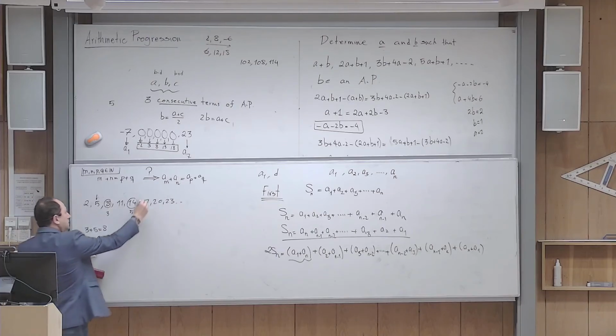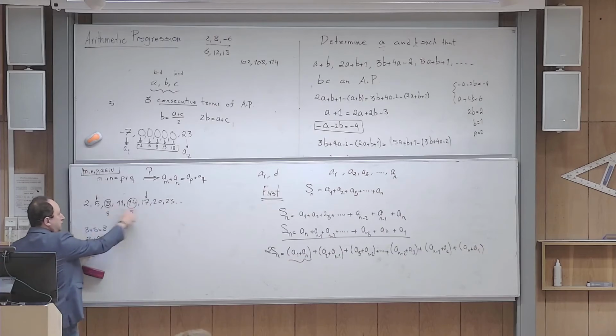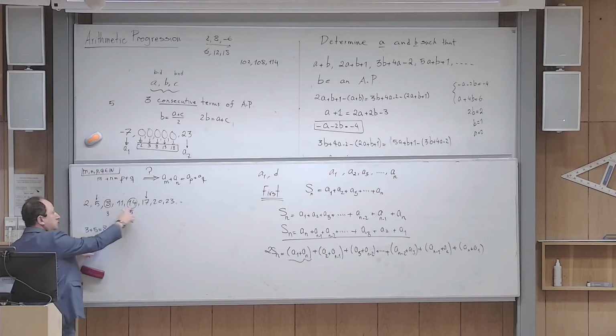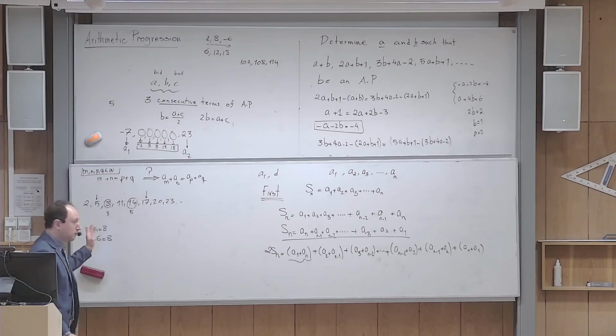Which is 17. Yes? Now add 5 to 17. What is the answer? 22. Add 8 to 14. What's the answer? 22 again. Okay, so that is the whole pattern I want to prove.